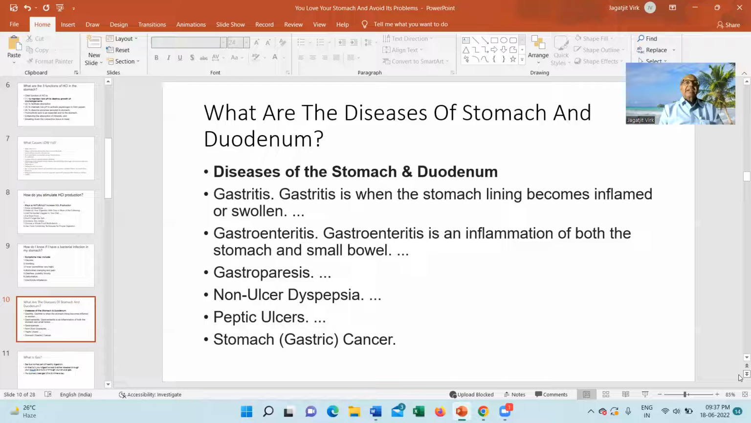What are the diseases of the stomach and duodenum? Diseases of the stomach and duodenum include gastritis. Gastritis is when the stomach lining becomes inflamed or swollen. Gastroenteritis is an inflammation of both the stomach and small bowel. Gastroparesis, when these movements are restricted. Non-ulcer dyspepsia, peptic ulcers, stomach or gastric cancer.